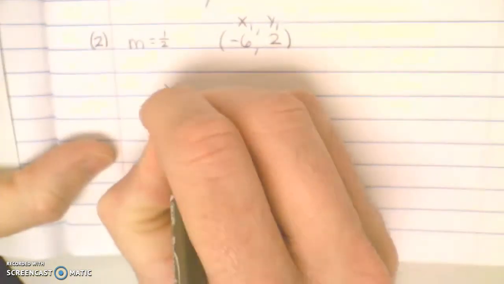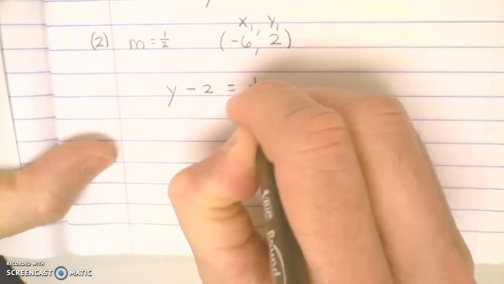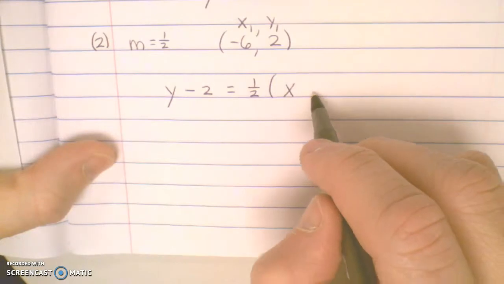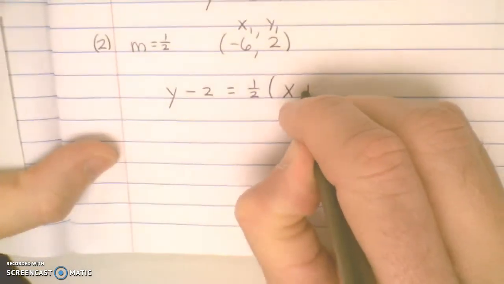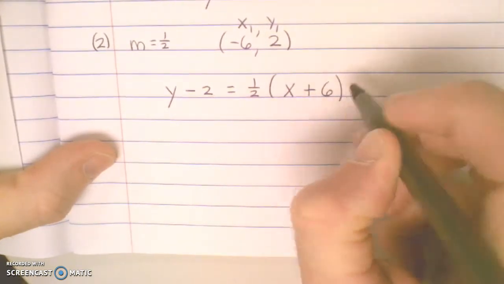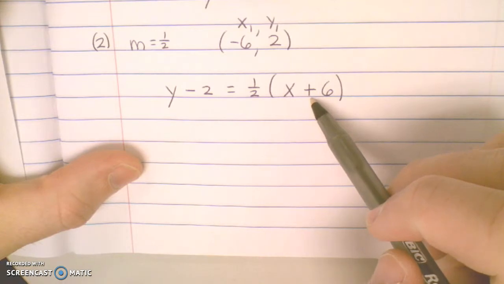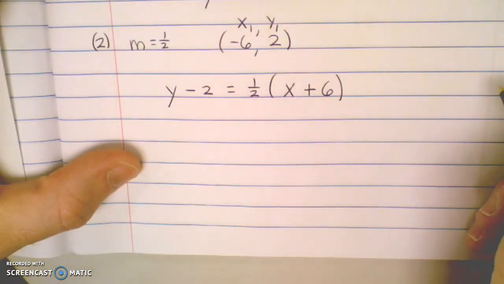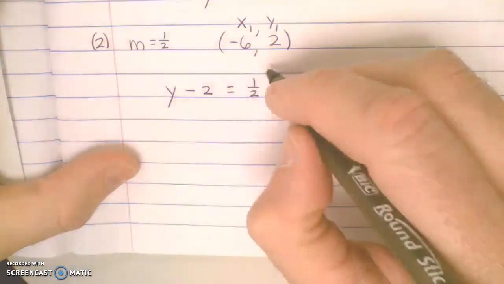So it becomes y minus 2 equals 1/2 times x. And now I have minus a minus. So if you have minus a minus, that becomes plus. So here it changes the sign. So anytime you have a minus, it's going to become a positive because of the formula. It's minus a minus, so it's plus. And so now I can do the same steps that we did before. I distribute the 1/2.